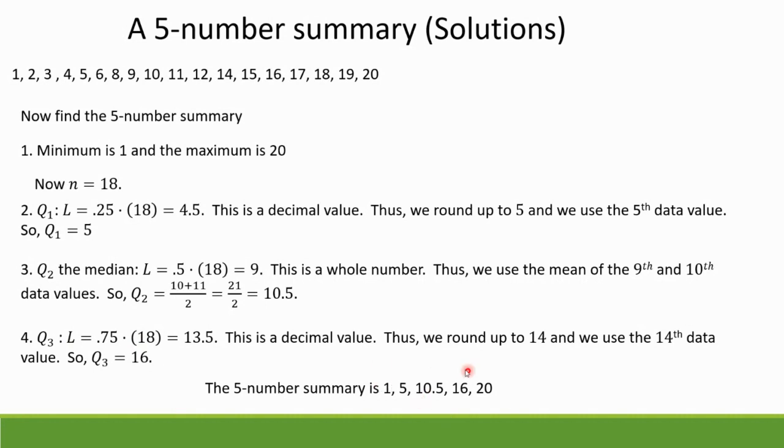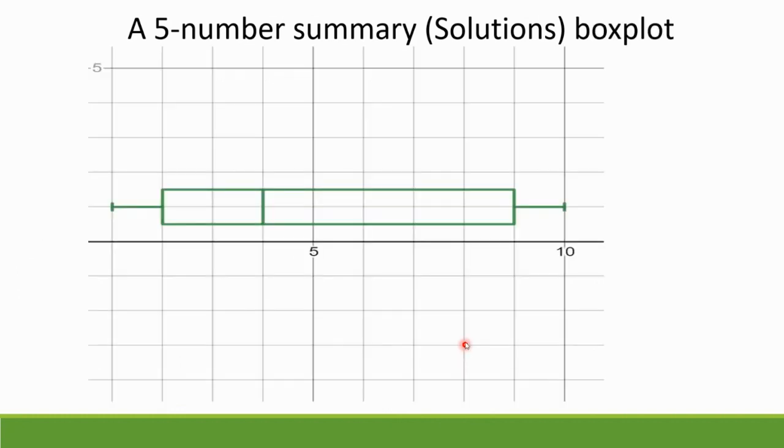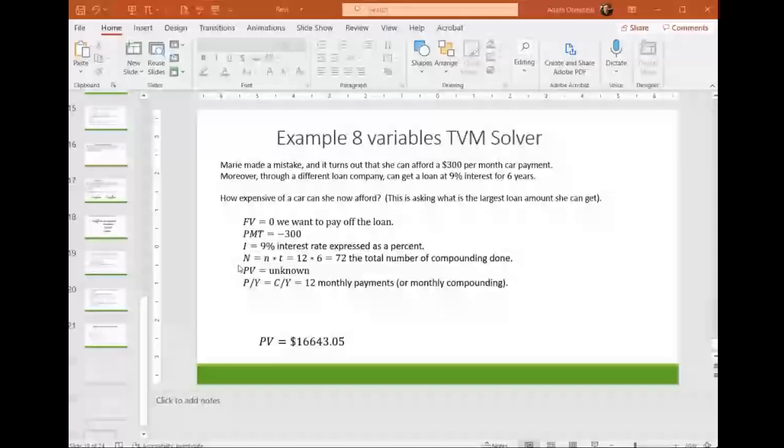So the 5-number summaries are these. It's possible that Q1, Q2, or Q3 are not in the data set themselves. In this case, the median is not. That can happen. All right. And then, of course, you can make a box plot in Desmos. This is what you would get. All right. We're out of time, so I got to stop.